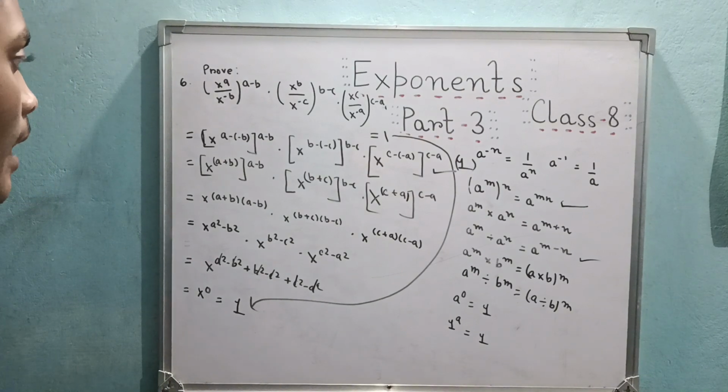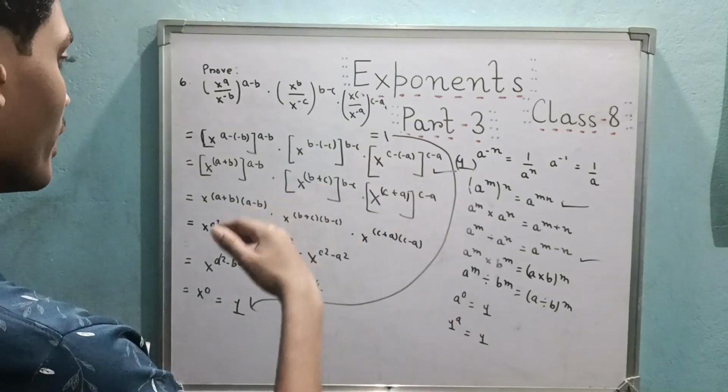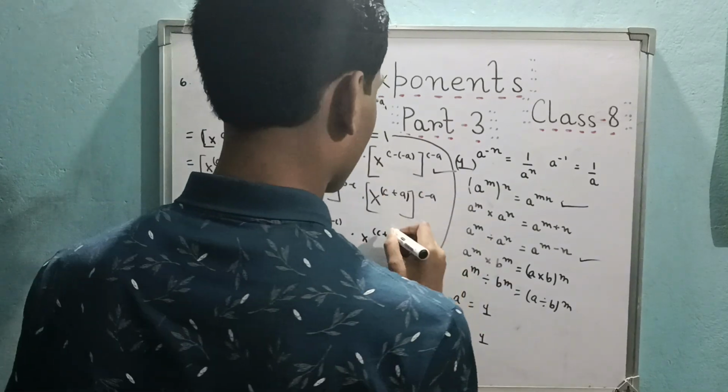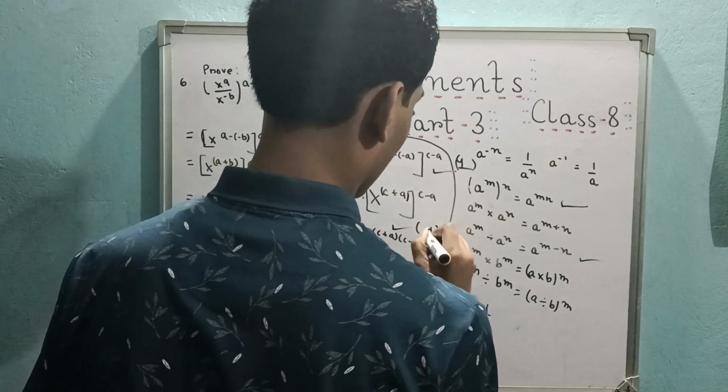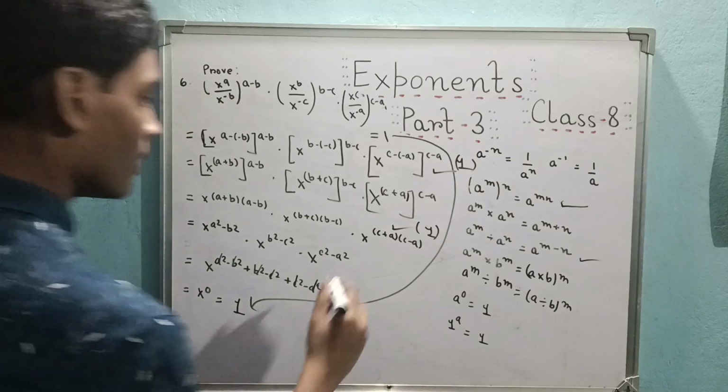Then you know a to the power m to the power n means multiplication of powers. For that rule, another 1 mark. Also, for using this a plus b into a minus b logic, another mark.